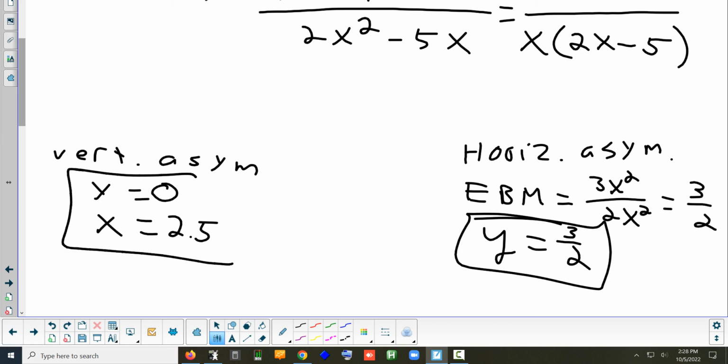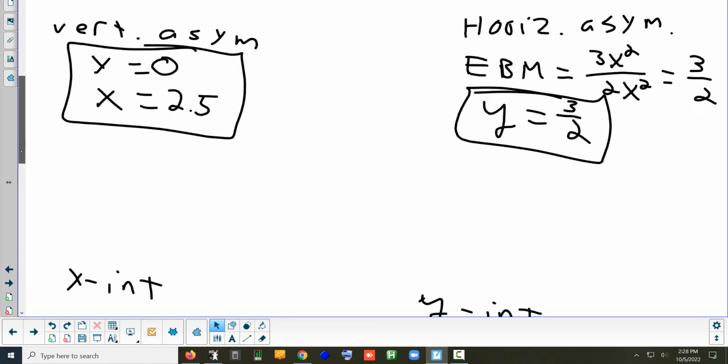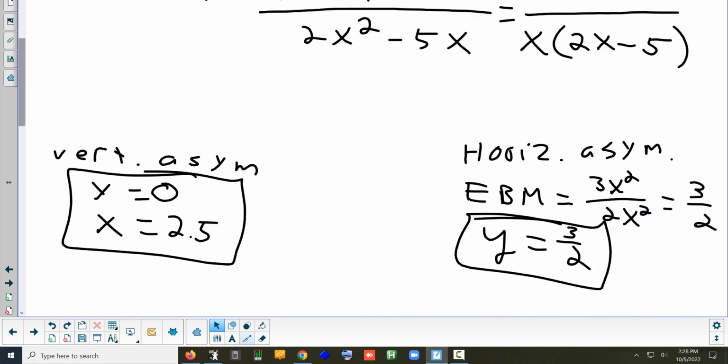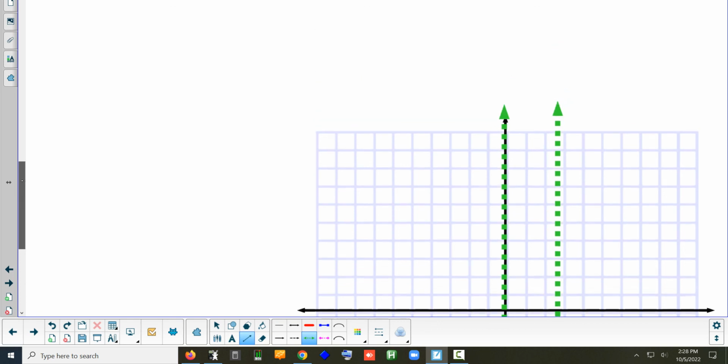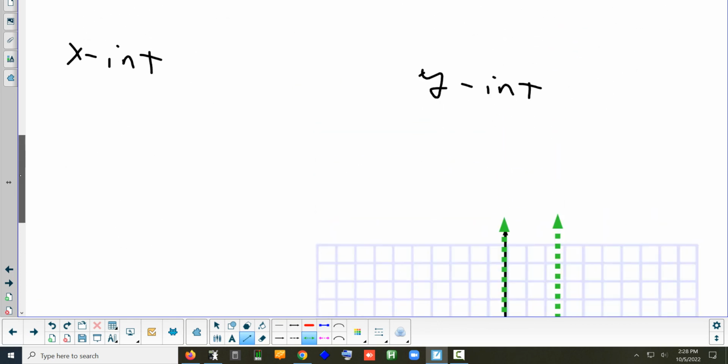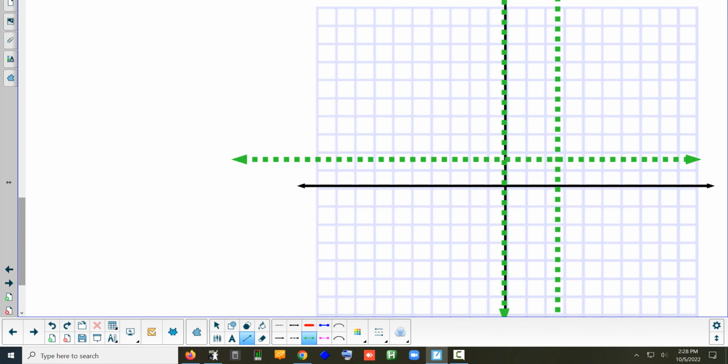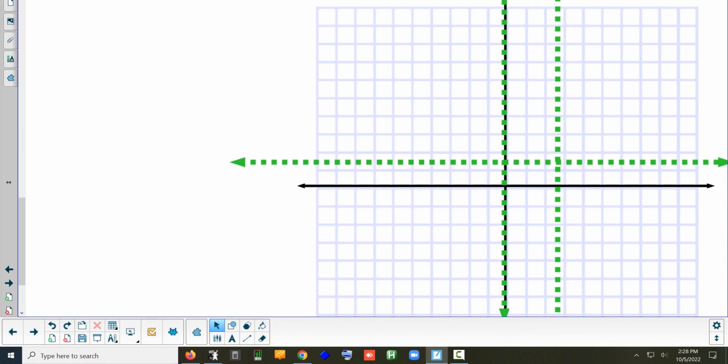There's your horizontals. There's your verticals. Now we're ready to sketch them and then use the calculator to finish it up. All right. So let's do x equals 0, and x equals, what was the other one? 2.5. About right there. And the horizontal? 3 over 2, that's 1.5. Let's fix that a little bit. Close enough.